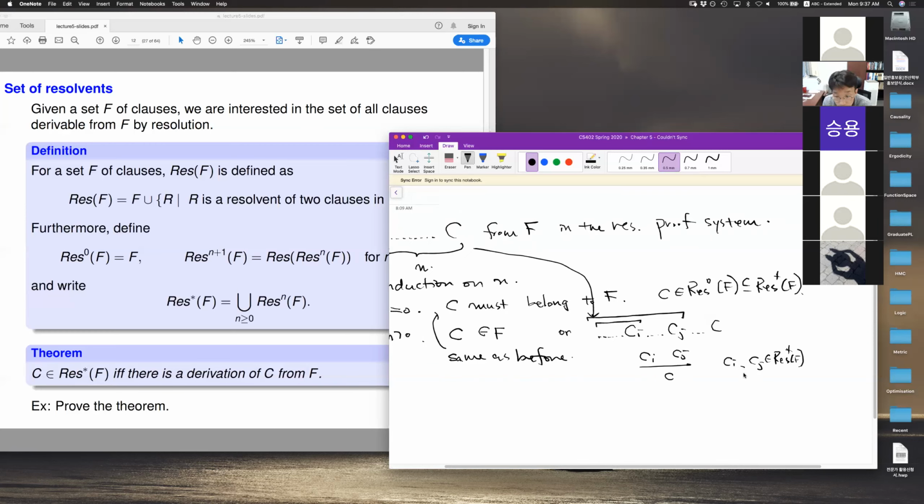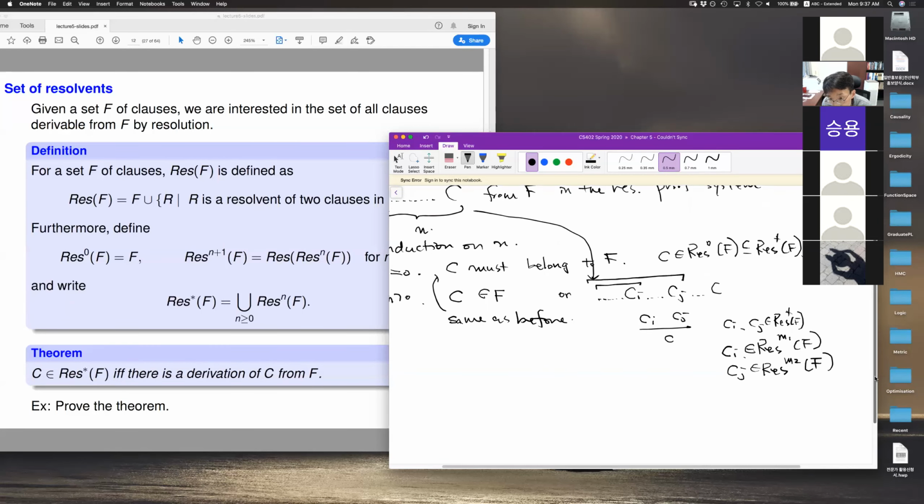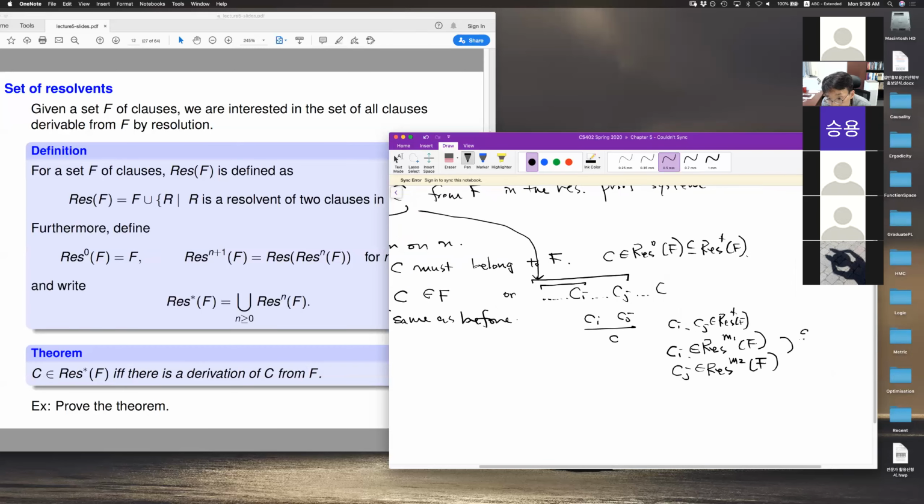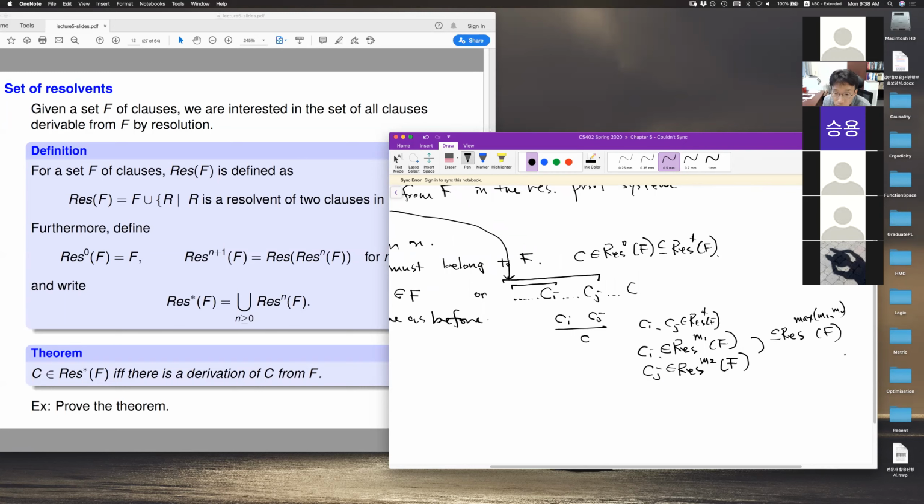Okay. And because Res star of F is a union, Ci belongs to some Res M1 of F, and Cj belongs to Res M2 of F. Now, although I didn't really show this, something very easy to check is that if you take the maximum of these two, both of these sets will be a subset of Res max of M1, M2 of F, because if we increase the superscript, it will always make sets larger. Okay, so this is the case.